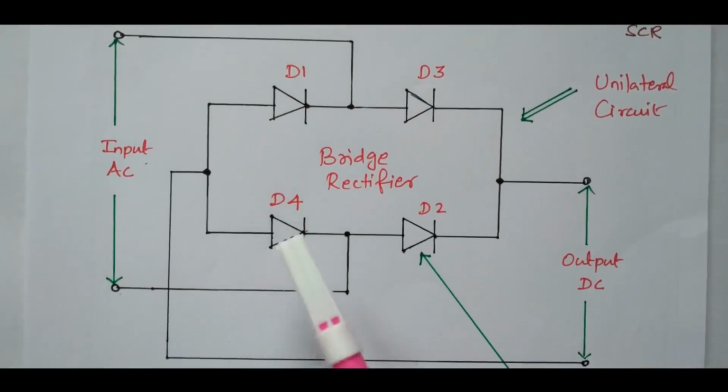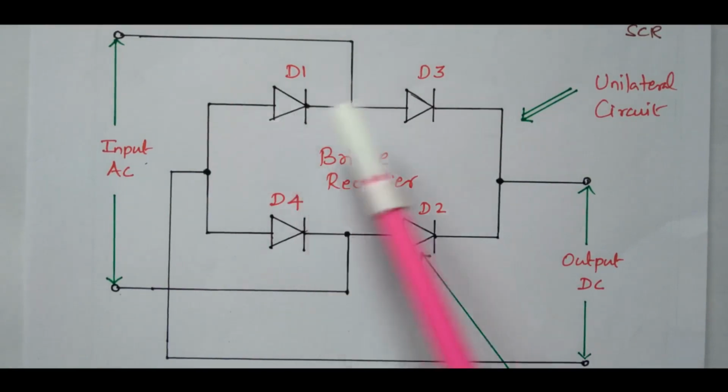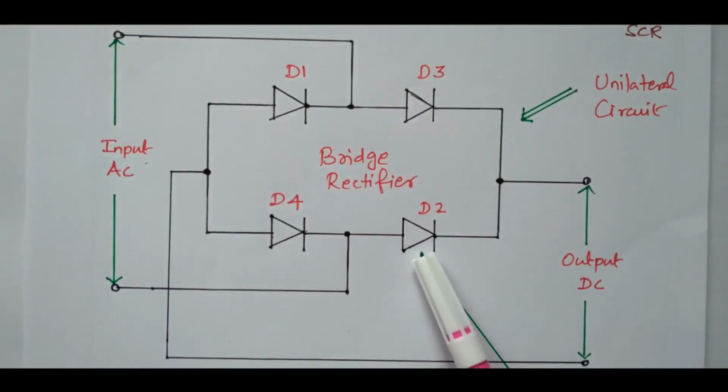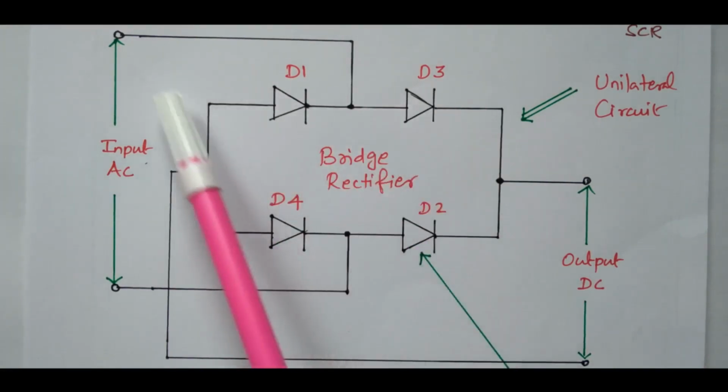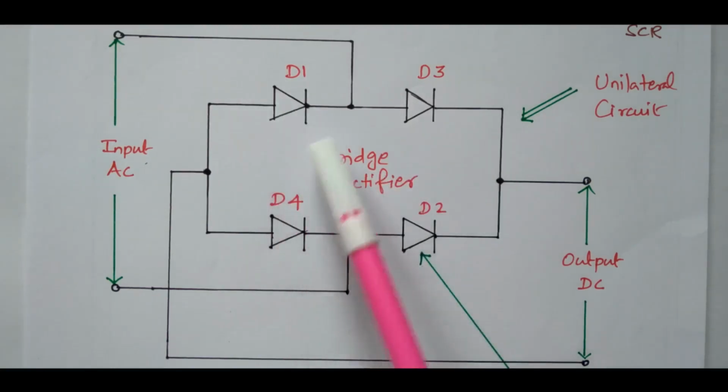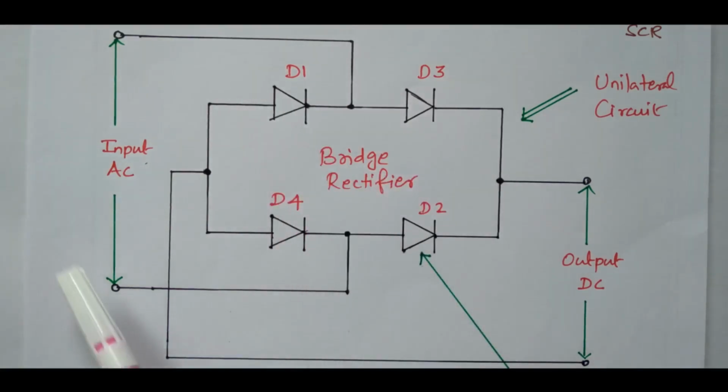So this is nothing but a bridge rectifier. So 4 diodes are available, D1, D2, D3, D4. This entire circuit is called a unilateral circuit. This diode is the unilateral element. It will conduct only in one direction, positive. During negative, it will not conduct. Right? The AC voltage is given, we are getting the DC output.